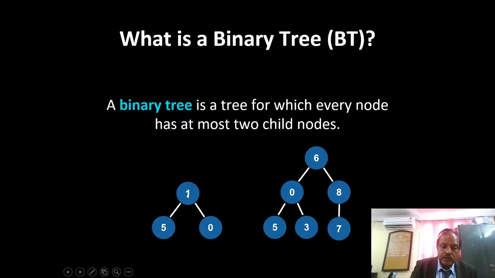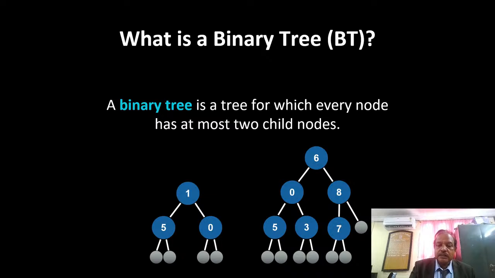If you see this example, this is a binary tree. The root node is 1. It has 2 children, 5 and 0. Similarly, if you see this is a binary tree, the root is 6. For this 6, 2 children, 0 and 8. For this it is 5 and for this one it is 1. It is saying maximum it should be 2. Okay.